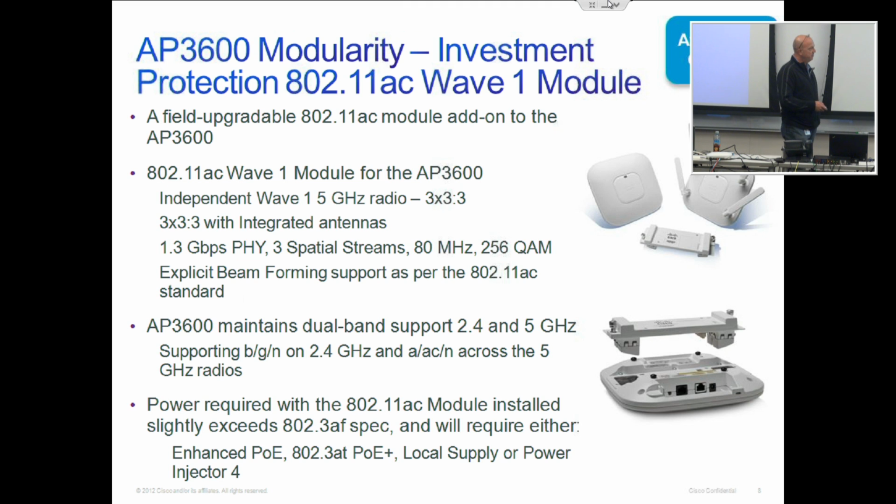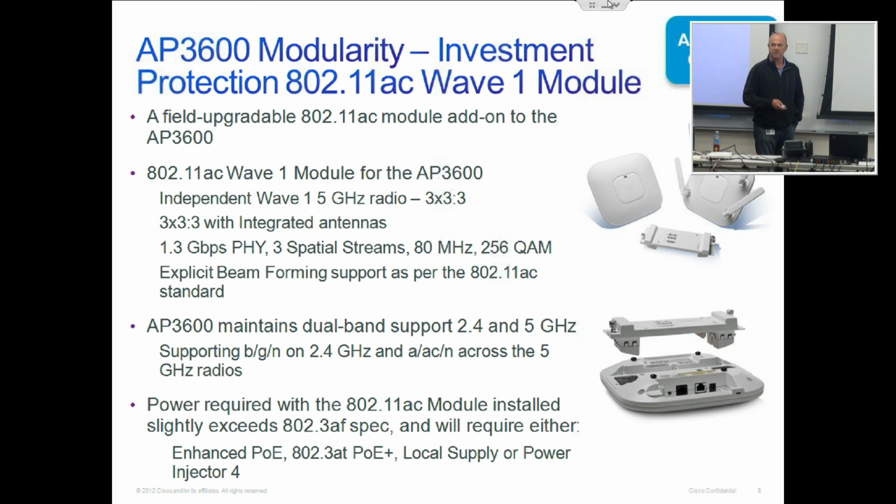So from a module perspective, you can see it here. It's specific to the AP 3600 for both integrated or external, doesn't matter. They're both made with the modular form factor that you can see on the screen here. It'll be a Wave 1. So what does Wave 1 mean? It's basically the first instantiation and delivery from the chipset vendors, where we're talking about a 1.3 gig PHY rate, the ability of having 256 QAM, up to 80 megahertz wide channels, 20, 40, 80 support, 3 spatial streams, so 1, 2, and 3 spatial streams support.